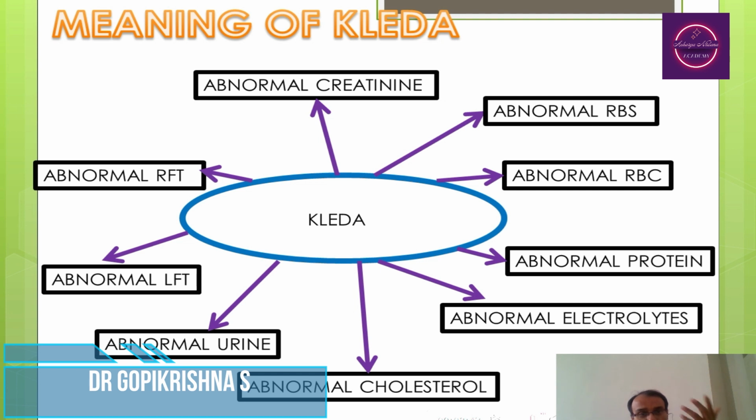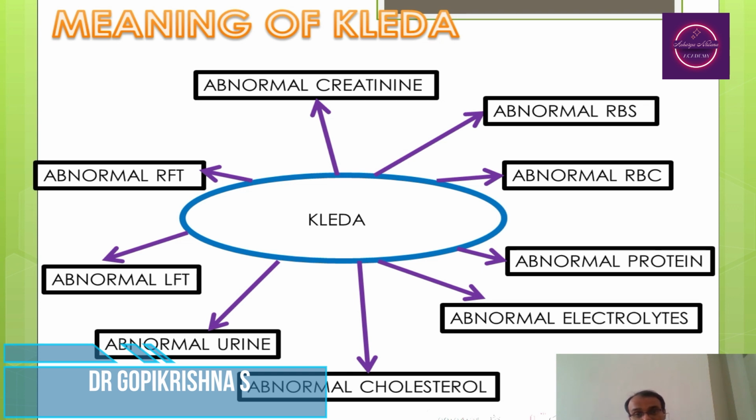Now, what does Kleda actually refer to? Abnormal Kleda refers to, let us discuss now. Abnormal random blood sugar may be increased or decreased. Abnormal RBCs may be increased or decreased in numbers, or the size of the RBC may be small or large, oval shaped RBCs. All that is coming under the abnormal Kleda part.